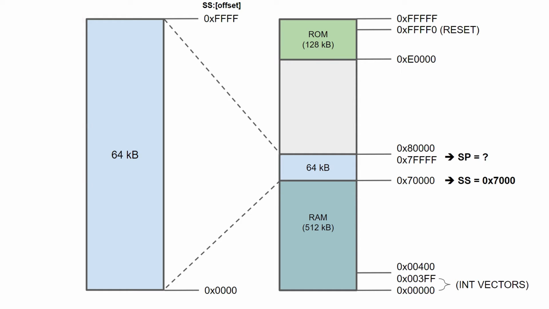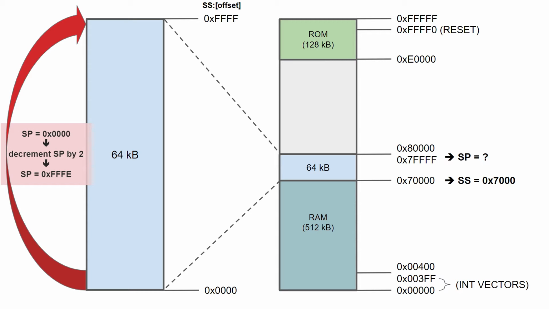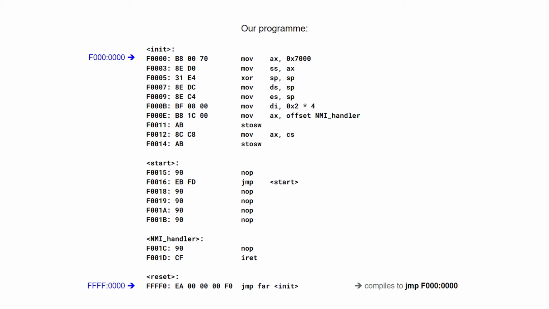Therefore, we can set it to 0, and the first push to the stack will decrement it by 2, wrapping around back to FFFE hex, and the first 2 bytes will be stored at 7000:FFFE, effectively in the last 2 bytes of our RAM. So let's do that. We now know that we need to set the SS to 7000 hex and the SP to 0. The first 2 instructions set the SS via the AX, as the segment registers cannot be assigned an immediate value directly in one instruction.